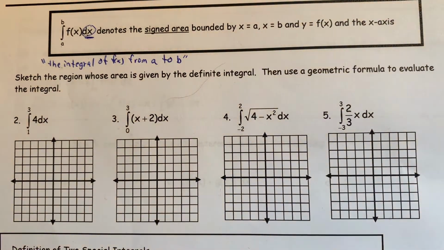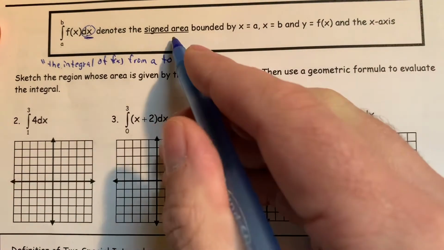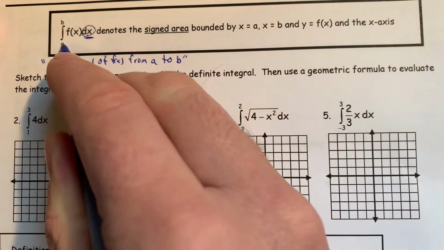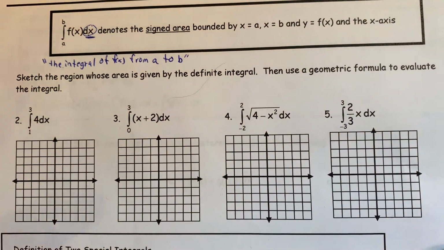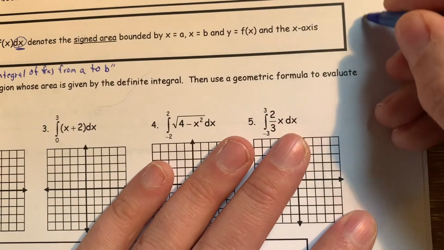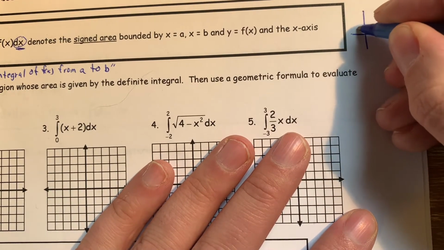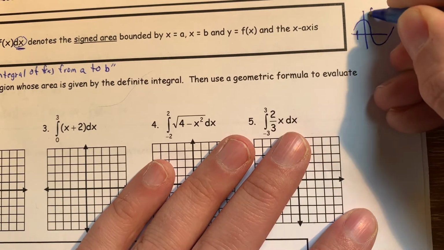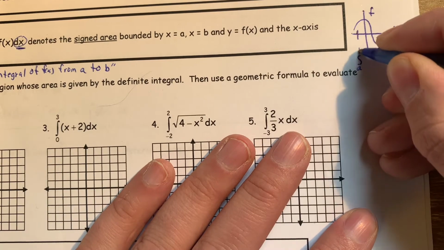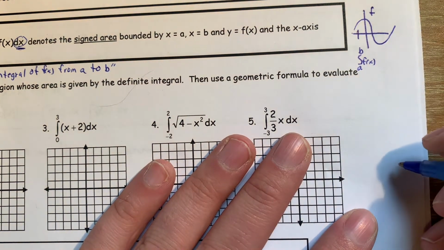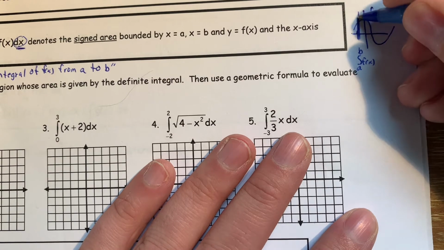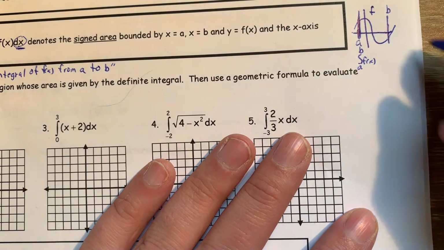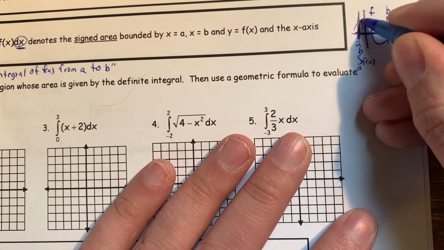And what the integral represents is the signed area, and I'll explain this in a second, bounded by x equals a, x equals b, f of x, and the x-axis. So real quickly, if this is f of x, then the integral from a to b of f of x is the signed area between x equals a, x equals b, the x-axis, and the function f.